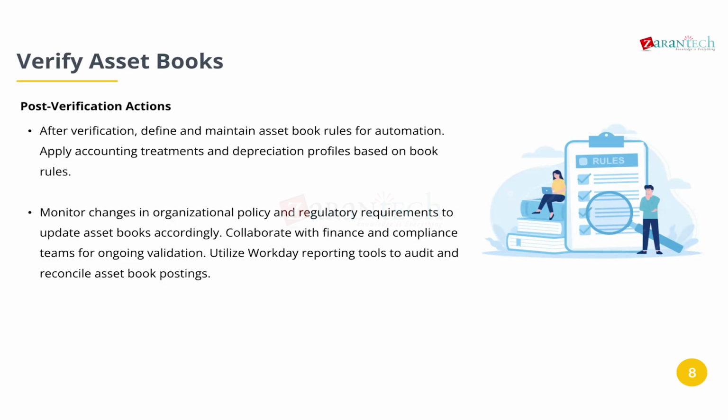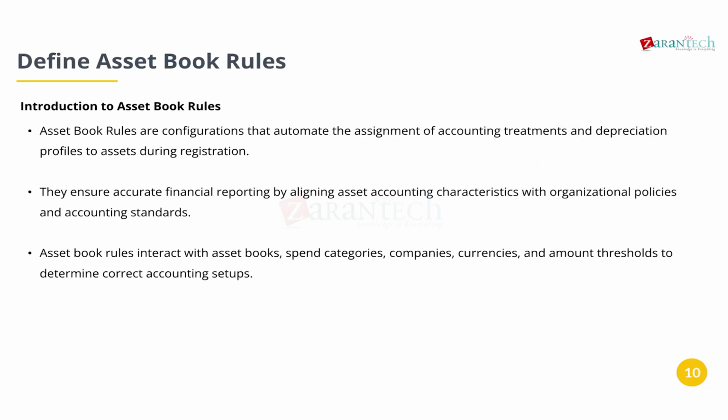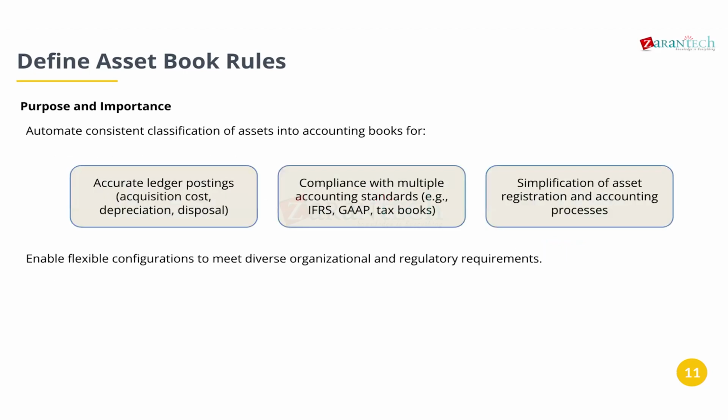And it also monitors changes in the organization policy and regulatory requirements so that we can update the asset books accordingly, so that we can have a collaboration between the finance and the compliance team. And it also helps in the audit trails. So basically, we need to define it carefully, and then we can have a proper downstream effect as well. So this is saying the same thing.